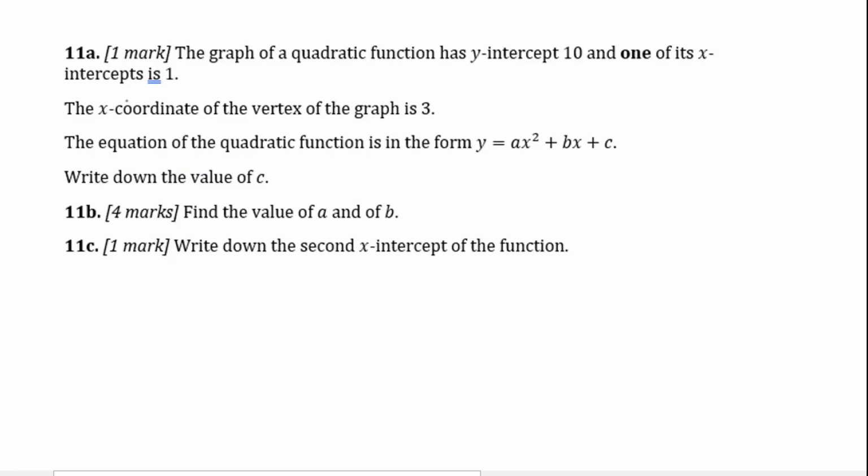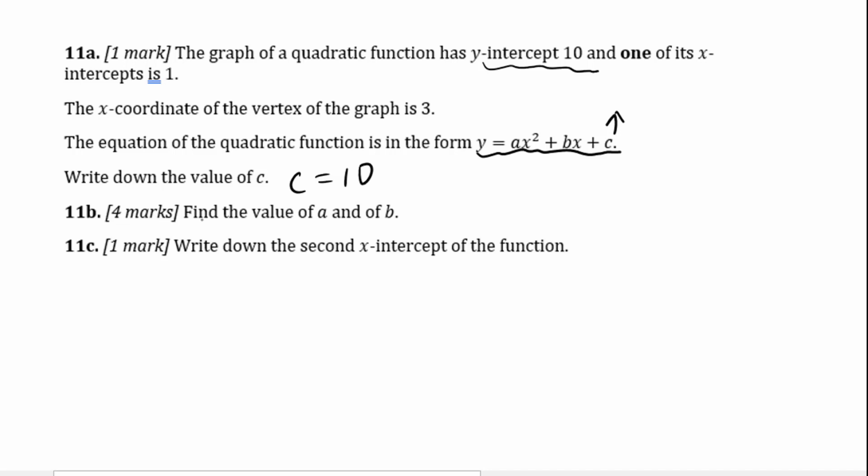Let's go to number 11. The graph of a quadratic function has a y-intercept 10, and one of its x-intercept is 1. The x-coordinate of the vertex of the graph is 3. The equation of the quadratic function is in the form of this one. Write down the value of c. We do know c is a y-intercept. So c equals 10.